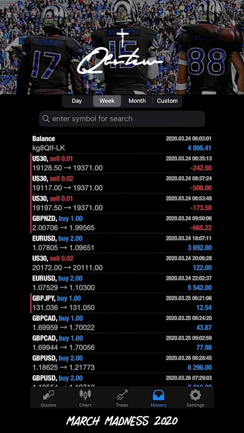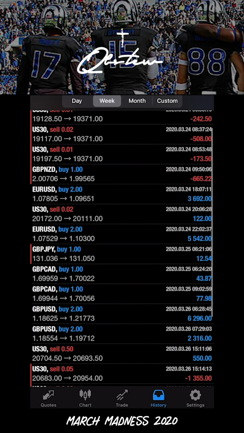$4.8 thousand was deposited on March 24th, 2020. Today is March 29th, Sunday. Market has not opened yet, but that is only 5 days total. So you can see the first couple trades that we took on US 30 didn't turn out the greatest, but it's not how you start, it's how you finish.